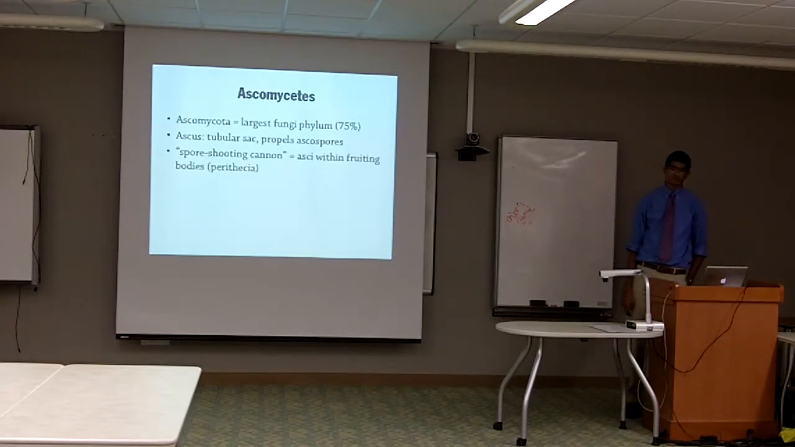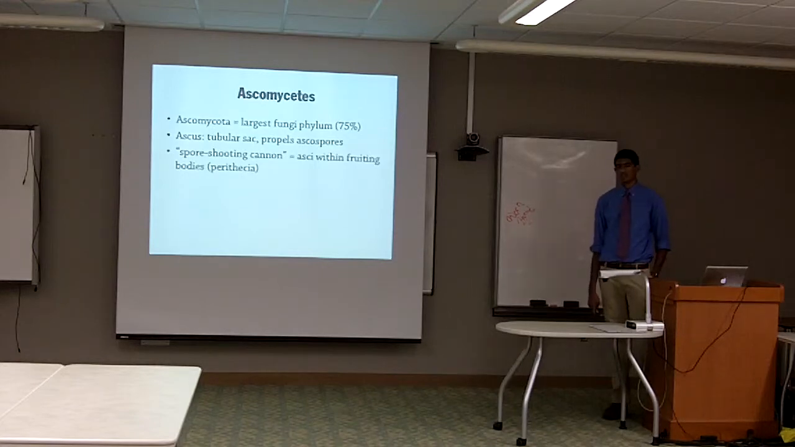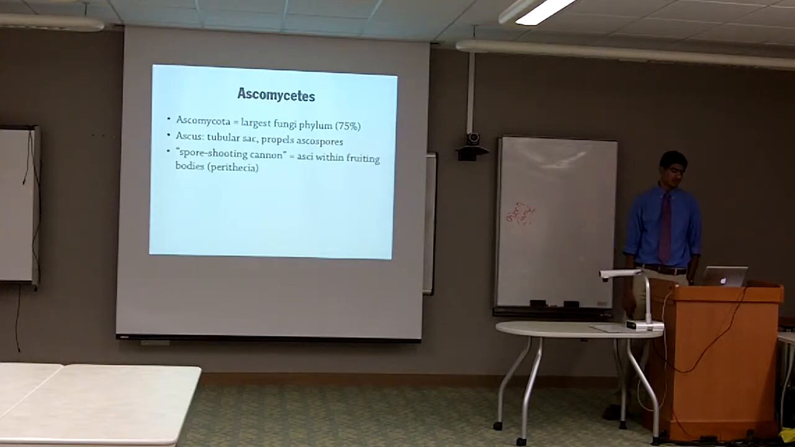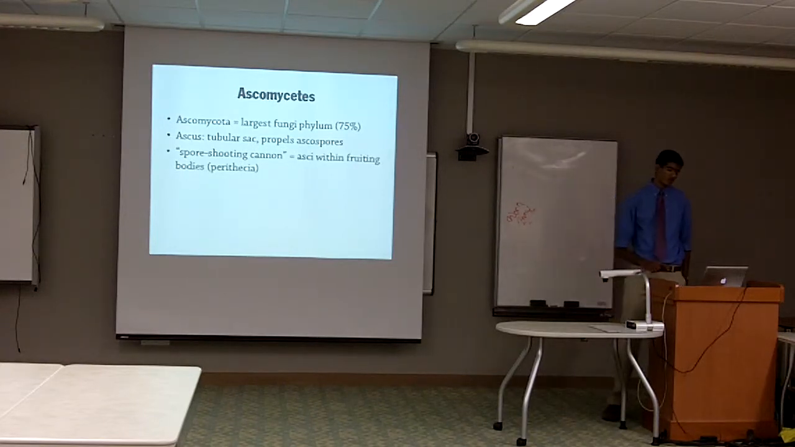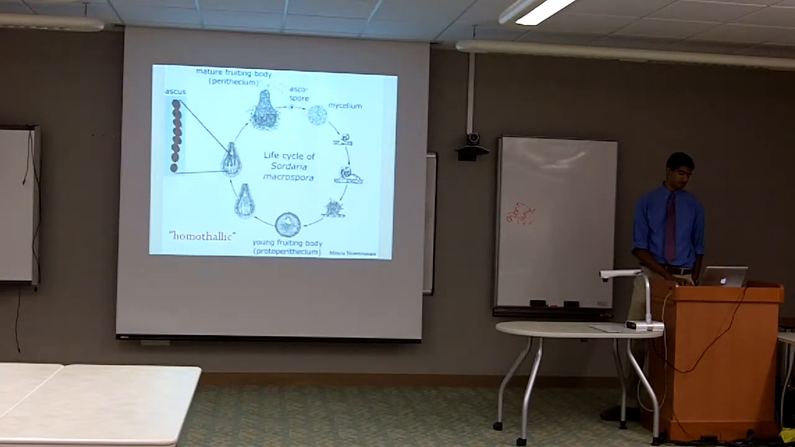So the ascomycetes are a specific group of fungi, and these are the fungi that belong to the phylum Ascomycota, which is the largest fungal phylum, and constitutes about 75% of all described fungi. They're called this because they all make use of the ascus, which is a tubular sac in which spores develop, and then the sac can propel the spores into the air to colonize new areas. So when we talk about a spore shooting cannon, we're actually talking about a bunch of asci within the fruiting body of a fungus. And in the case of my fungus, these fruiting bodies are called perithecia.